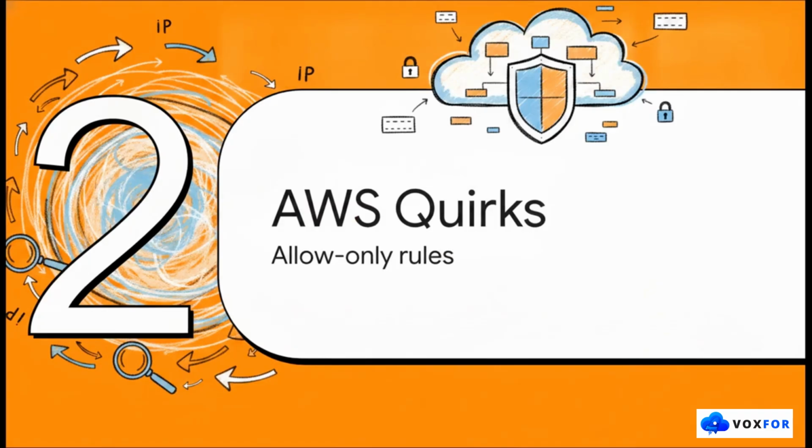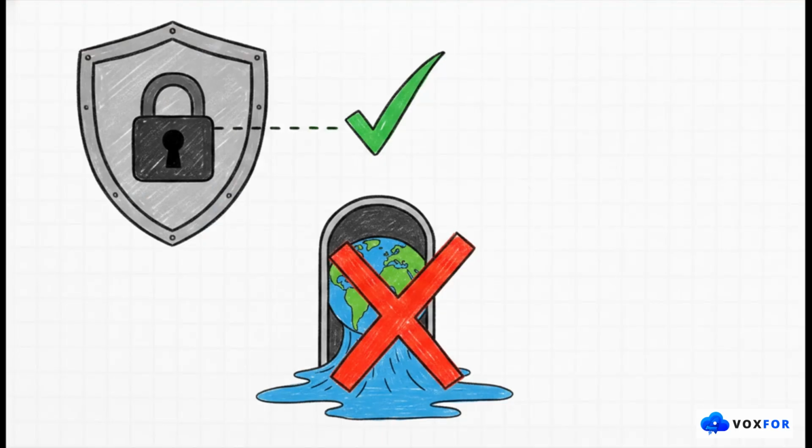Moving right along to Section 2, AWS quirks. We're talking allow-only rules. What's really fascinating here is that AWS uses a strict allow-only model. You literally cannot write an explicit deny rule in a standard AWS security group. By default, everything inbound is denied until you explicitly say, yes, come in. Because of this, AWS explicitly warns against using the anywhere IPv4 setting, that 0.0.0.0/0, unless it is absolutely necessary. Doing that is like taking the front door off its hinges. You're opening the network to the entire internet, which completely defeats the purpose of an allow list.